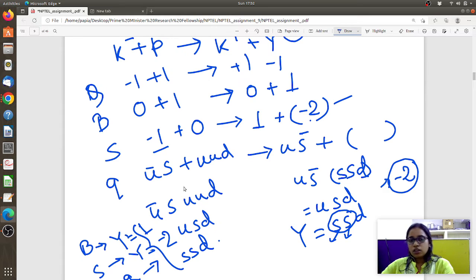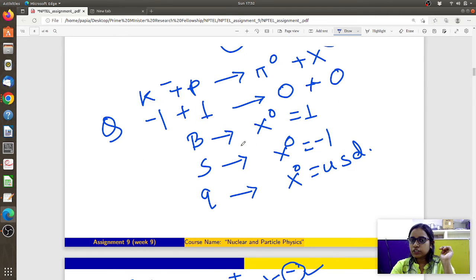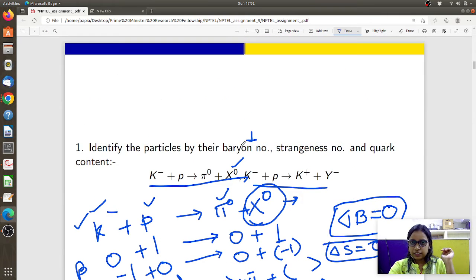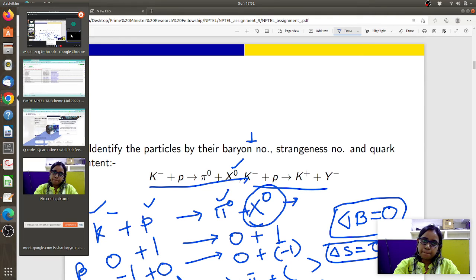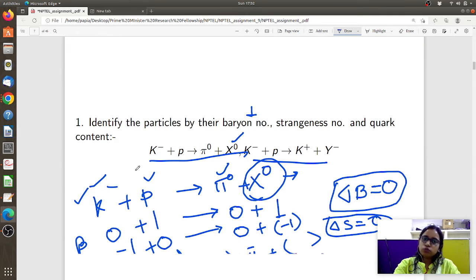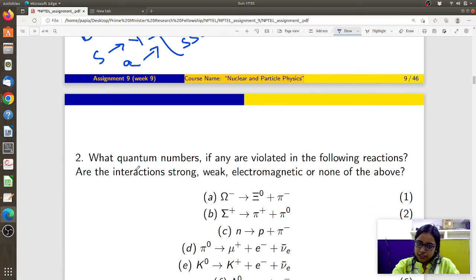Fine. So that means we can correctly answer the first question of our lecture, that is, identify the particles by their quantum number, strangeness number, and quark content. Is it understandable? Yes. Okay, thank you. Then going to the next question. What was in the next question?